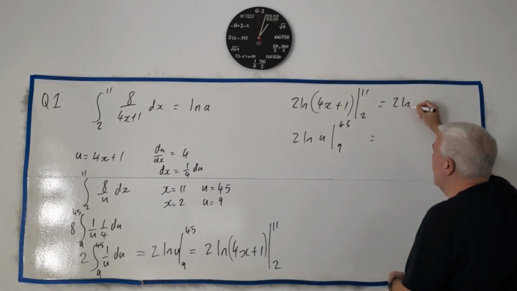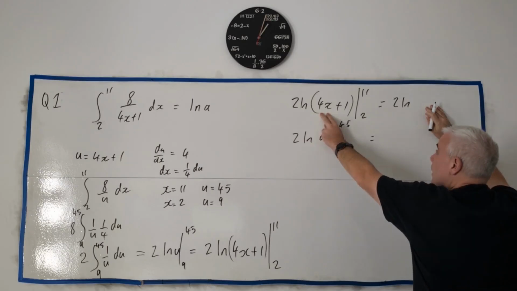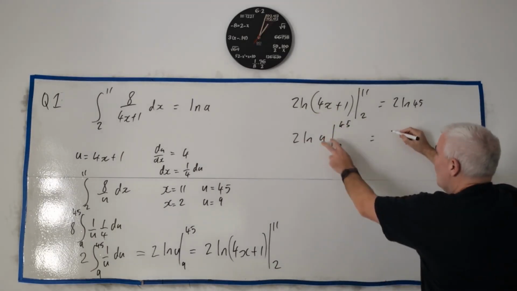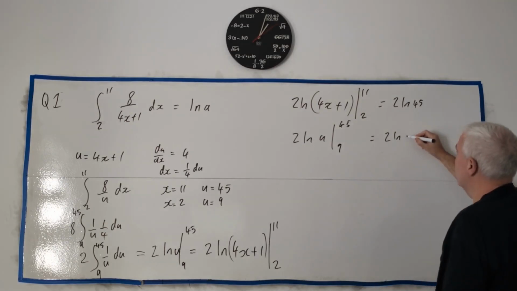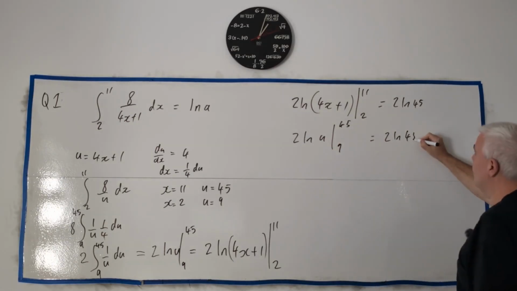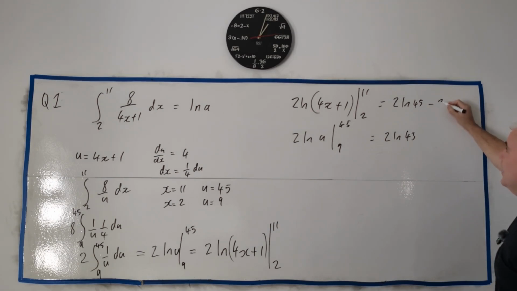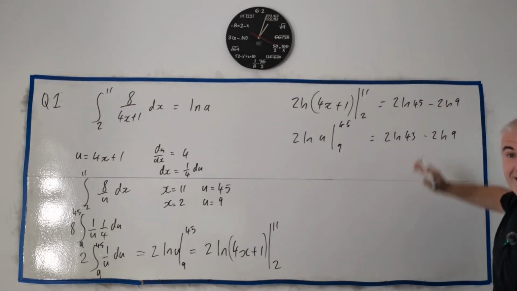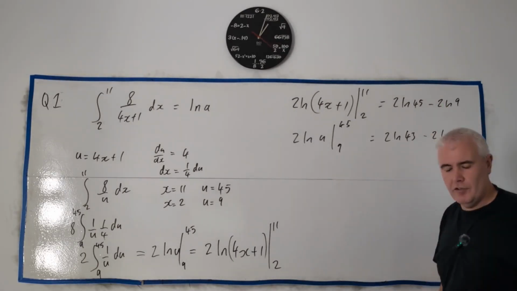2 natural log, put 11 in, we get 45. This one we got 2 natural log, put 45 in, 45. We get the same answer, minus 2 natural log 9, minus 2 natural log 9. Same answer, whichever you do there.